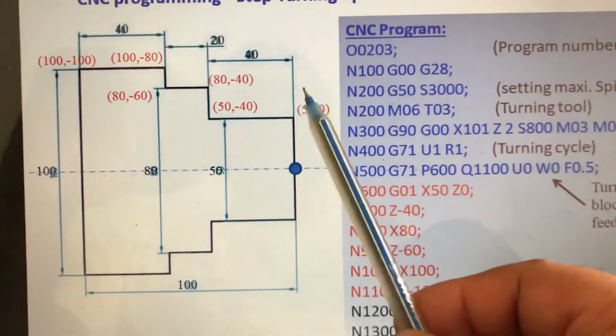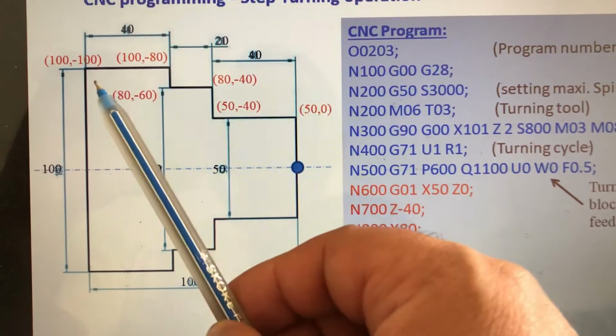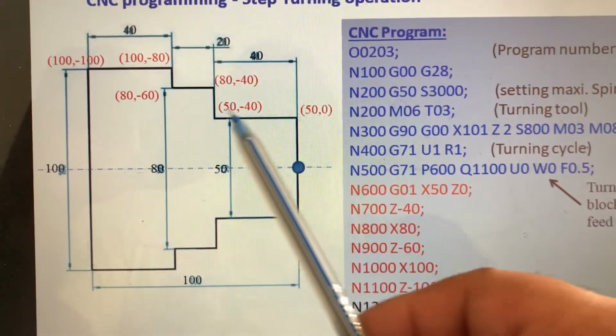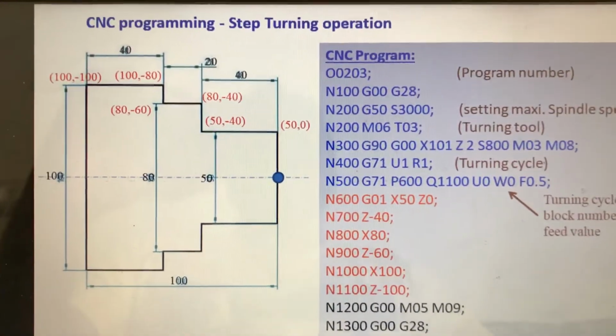The total Z direction is 100. 40, 20, 40 is 100. So 100 comma minus 100. So these are the coordinate values we have found. And now we should go for the program.